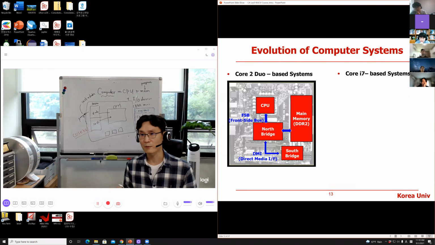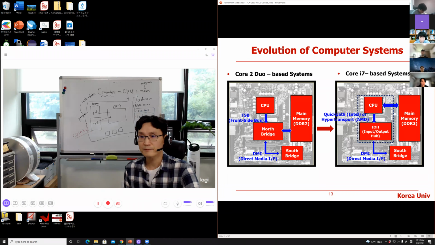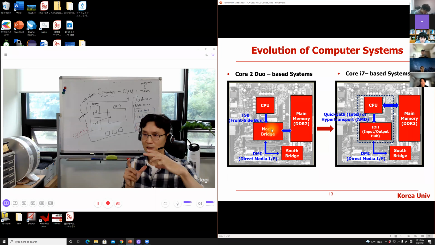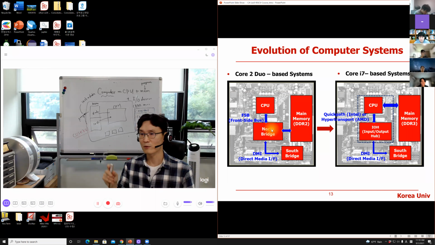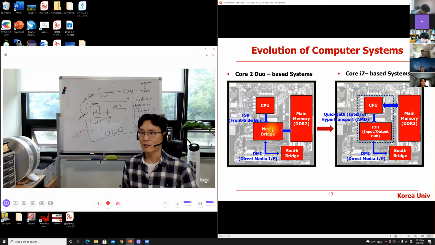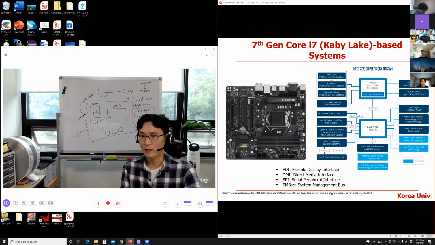Computer systems are evolving at a very fast pace. This is a more than 10 years old computer system structure. But if you purchase a computer today, these two, CPU and North Bridge, are merged into one chip because of semiconductor technology. Semiconductor technology allows you to integrate and merge these two chips into one. So if you purchase a computer today, it looks like this.